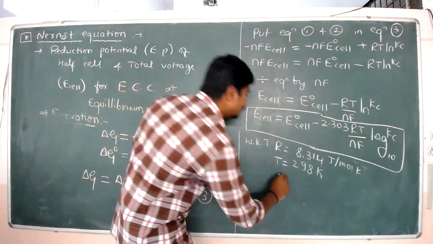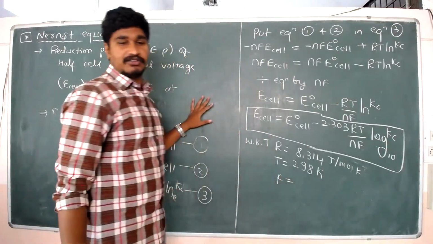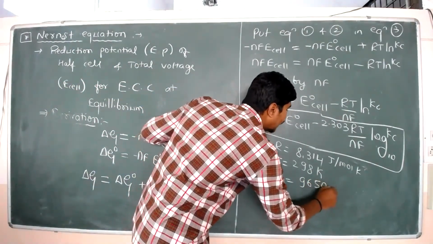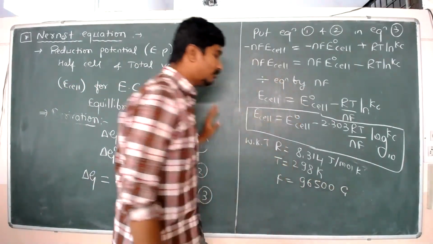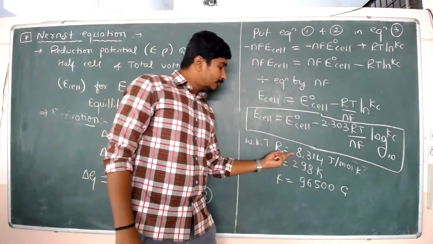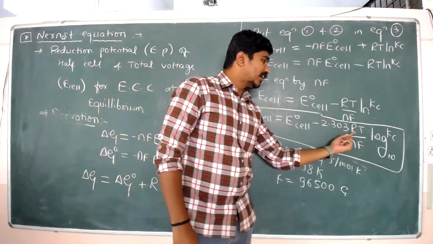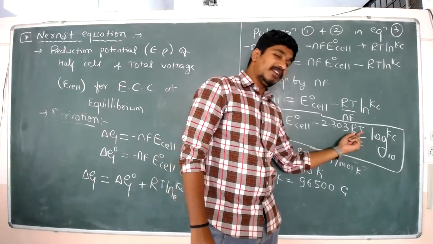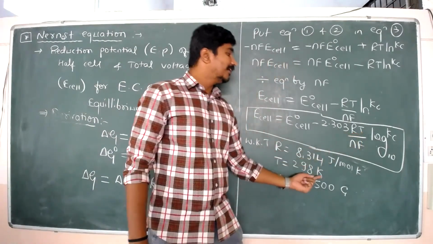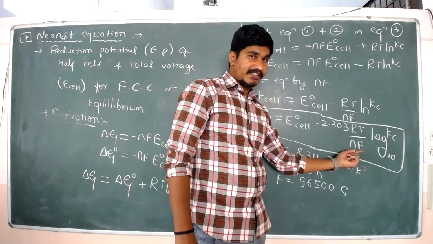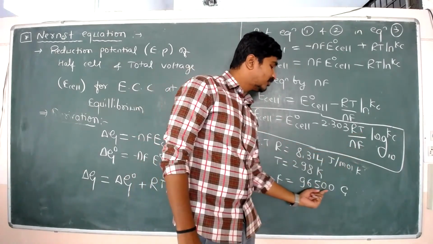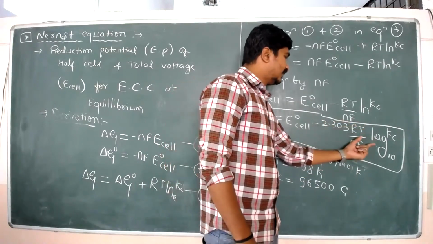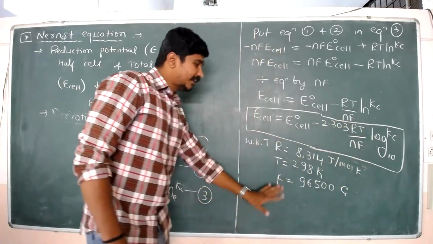Now, F means Faraday's constant. What is the value of Faraday's constant? It is 96,500 coulomb of charge. If you substitute these values in the equation, in place of R you write 8.314, in place of temperature 298 Kelvin, and in place of F, Faraday's constant, 96,500 coulomb. After simplifying all these things, you will get one value.